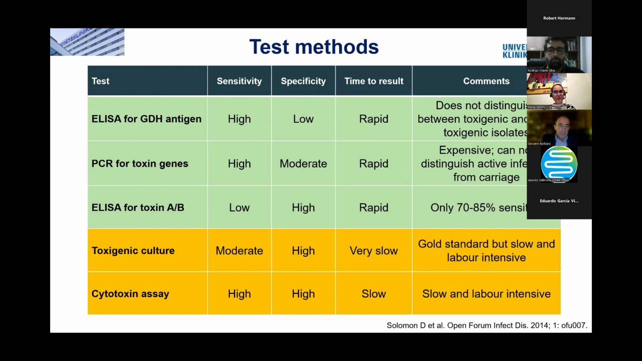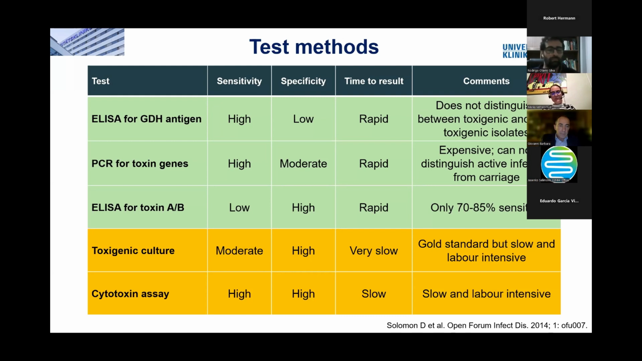So we have 2 highly sensitive tests. It's the glutamate dehydrogenase and the PCR test. The first test detects a part of the membrane of Clostridia, but this test cannot distinguish between toxin-producing and non-toxin-producing Clostridia. So if you have a positive test, you don't really know if this Clostridium could actually cause disease or not. Now the PCR is a bit more specific with respect to that.